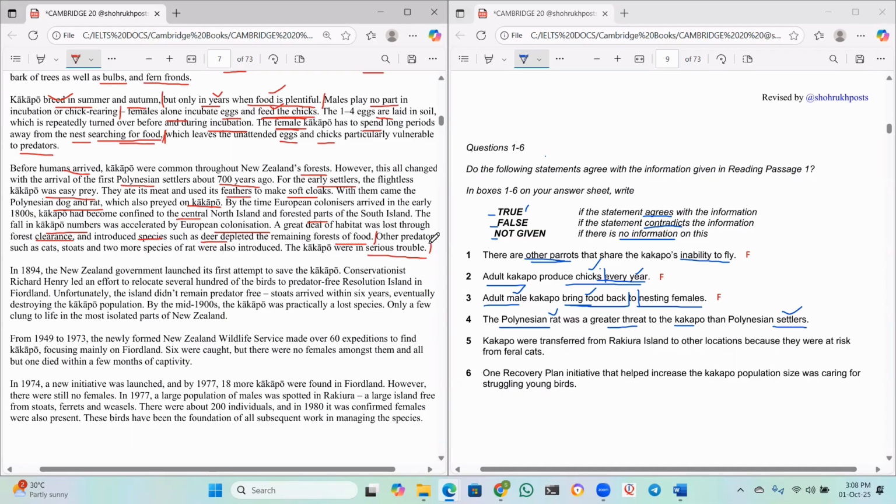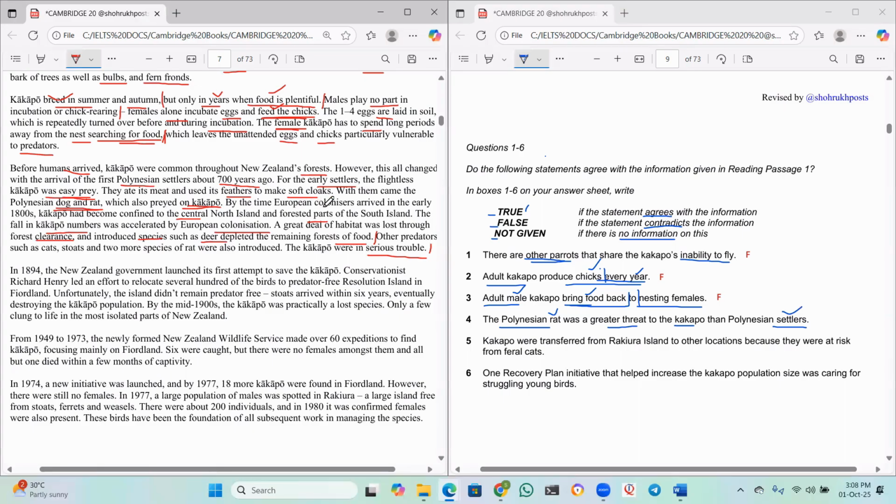Now, what does he say in the question? He's comparing the Polynesian rat with the Polynesian settlers. Now we have to look for that comparison. So, arrival of first Polynesian settlers about 700 years ago. For the early settlers, the flightless kakapo was easy prey. It means they used to catch the kakapo and eat it. They ate the meat and used the feathers to make soft cloaks. Then came the Polynesian dog and rat, which also preyed on kakapo. So settlers also preyed on the kakapo, and at the same time, rats also preyed on kakapo.